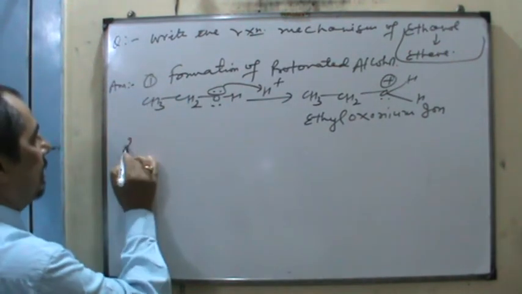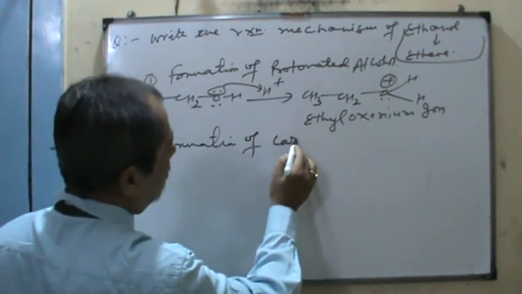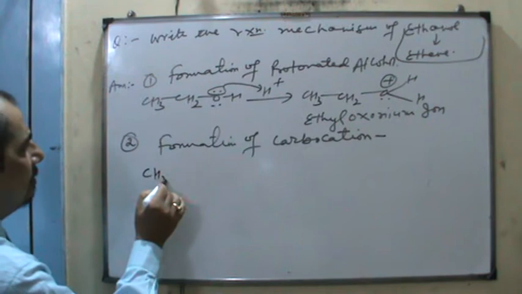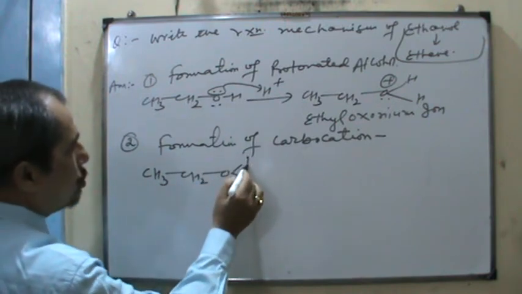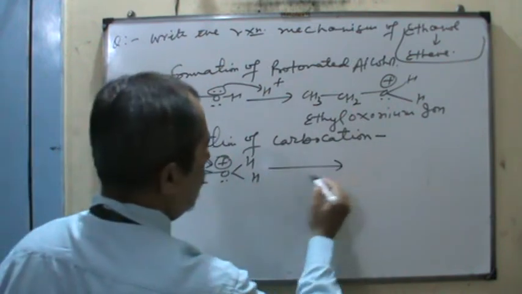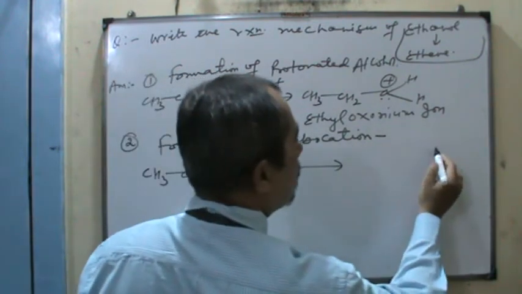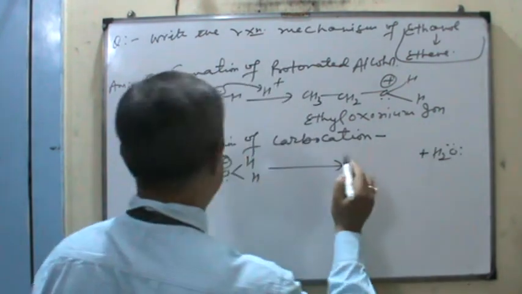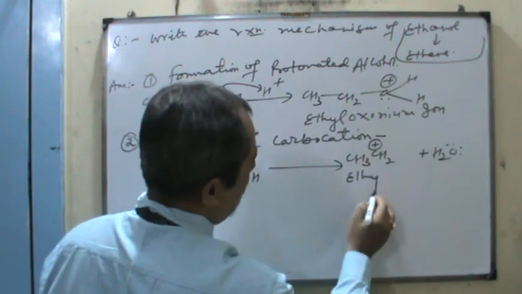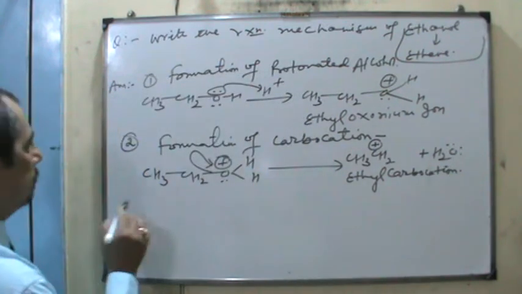Then second is formation of, what is this? Carbocation. Take ethyl oxonium ion here, CH3CH2OH2 positive, positive charge in lone pair, and this carbon is going to support the oxygen to remove the positive charge. Water is lost, plus CH3CH2 positive, ethyl carbocation.